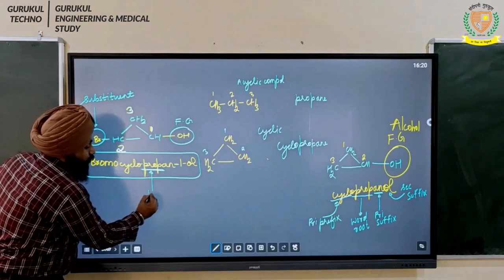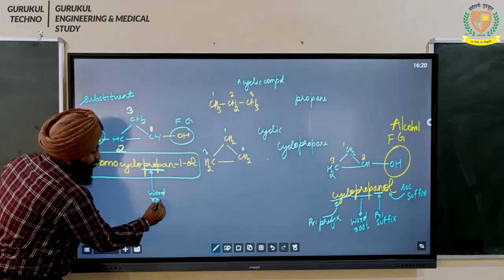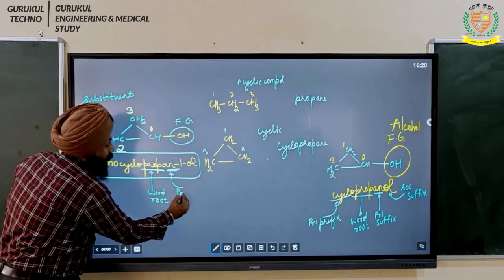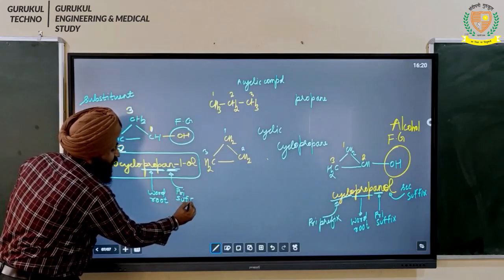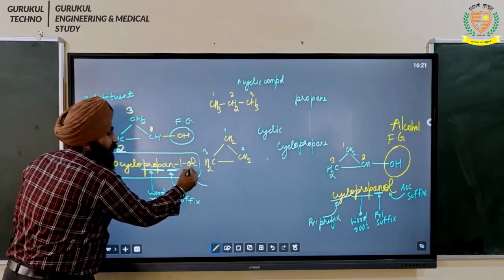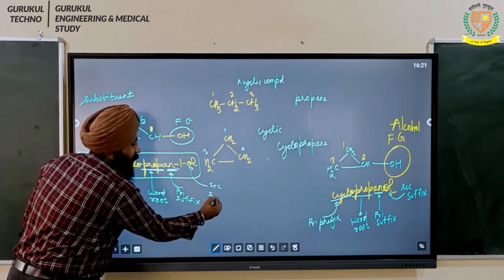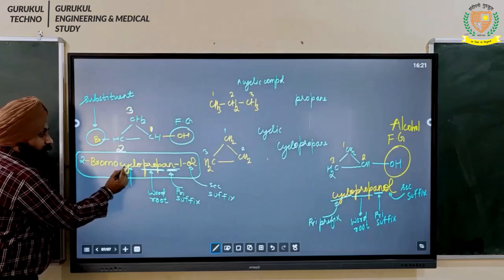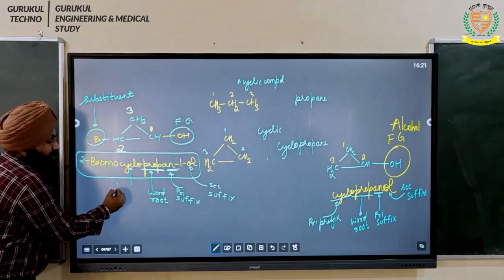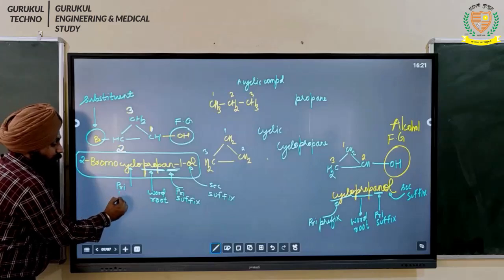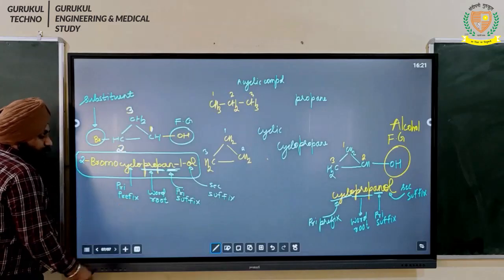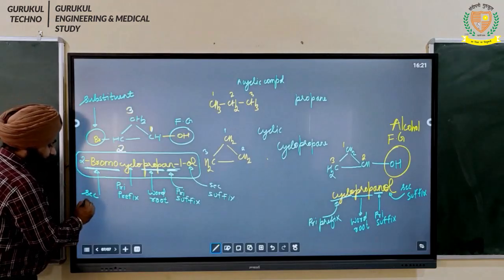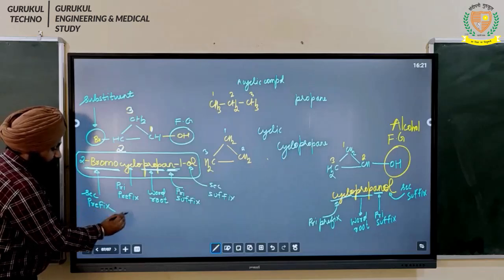Again, we will classify them. What is this? This is going to be my word root over there. Yes, it is word root. What is this, students? This is going to be your primary suffix, whether saturated or unsaturated. This is going to be your secondary suffix. This one, whether the compound is cyclic or acyclic, is going to be your primary prefix. And this bromo over here is going to be your secondary prefix.